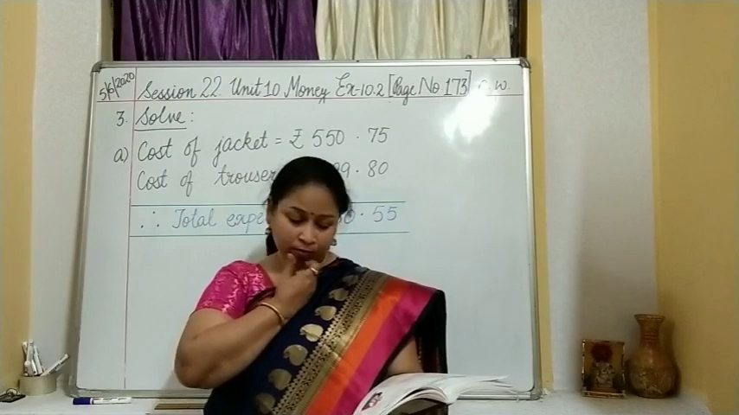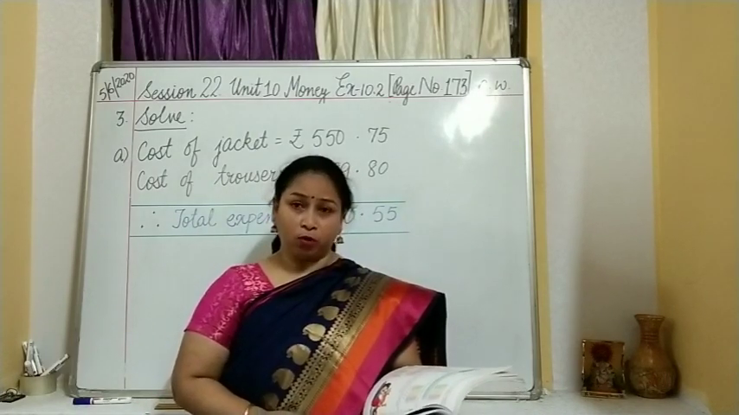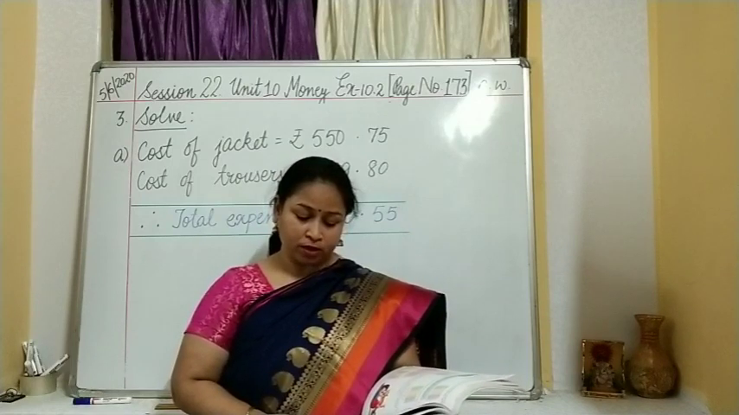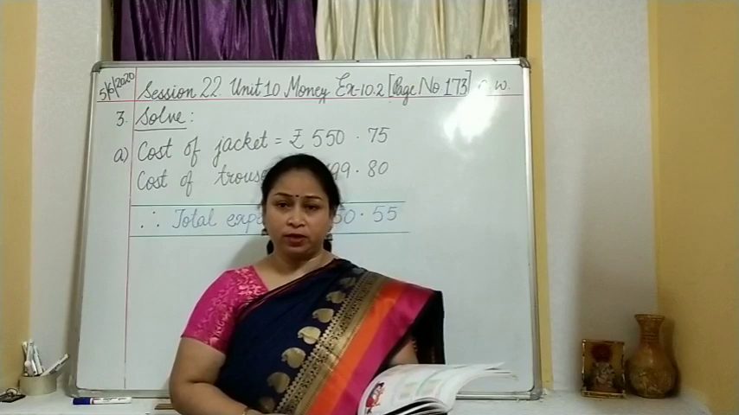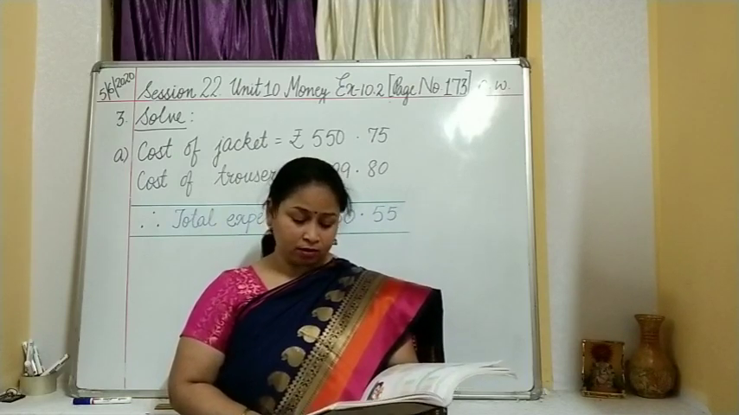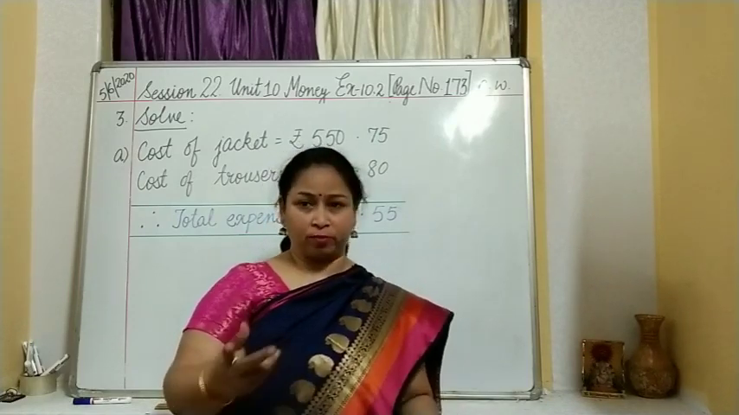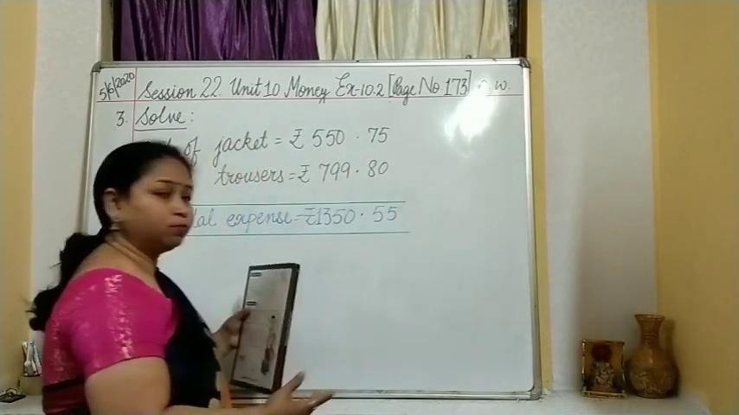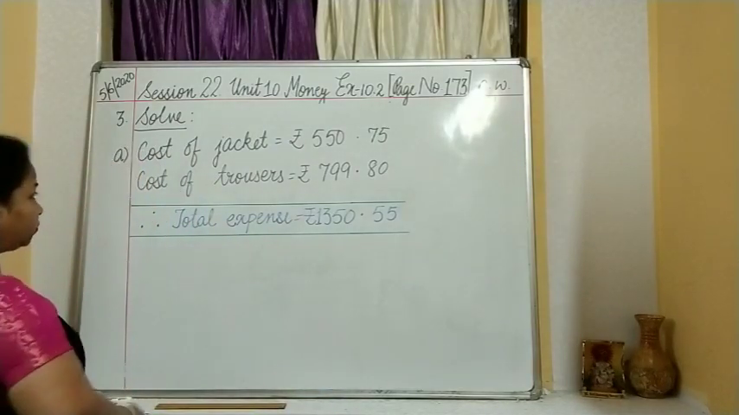Children, the word problem I was talking about: Siddharth bought a jacket for rupees 550 75 paise and a trouser for rupees 799 and 80 paise. Find his total expense, okay. So again, what you have to do, you can prepare a bill for that, or simply you can show it in the form of a statement, okay.